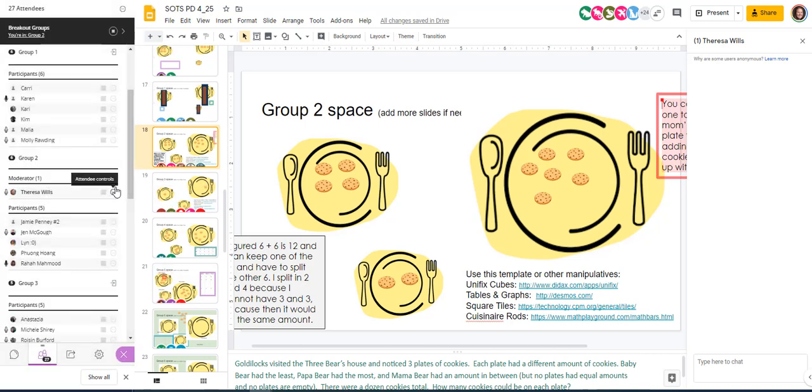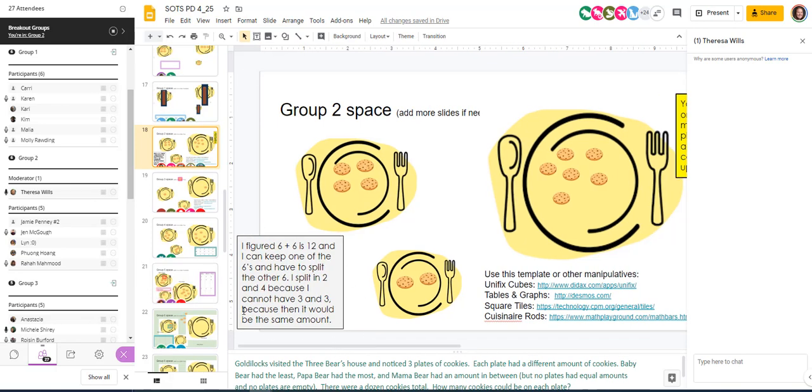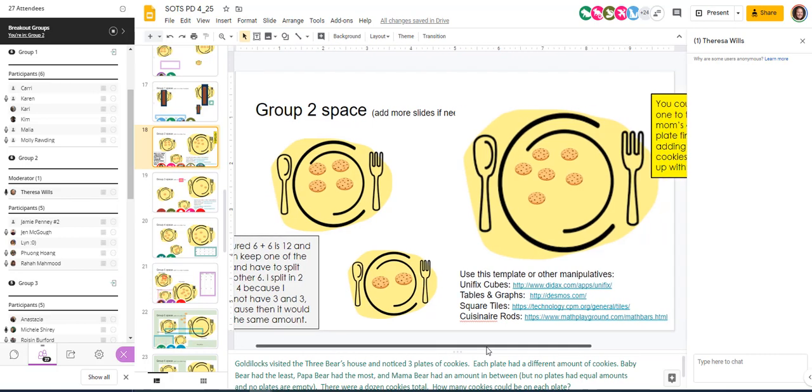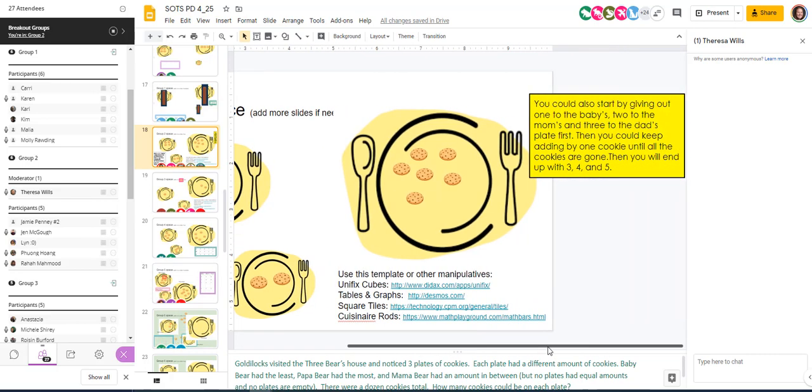Any other strategy? Hi, group 2. I love the way that you explained your steps for splitting apart these cookies. What a great thing to have on your slide. Thank you. Thanks.